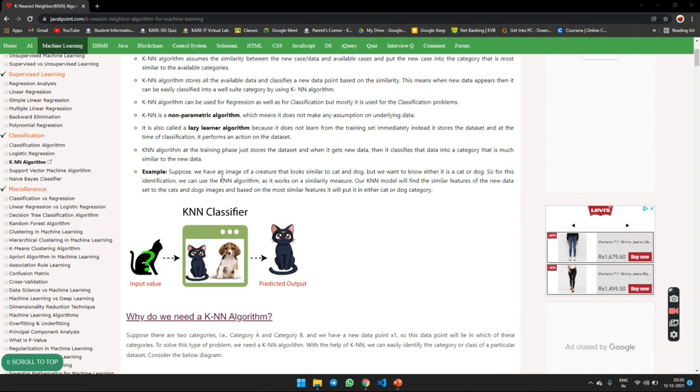For example, suppose we have an image of a creature that looks similar to a cat and a dog, but we want to know whether it is a cat or a dog. So this is the identification. We can use the KNN algorithm. It works on a similarity measure. In the KNN model, we find the similar features of the new data set to the cat and dog images, and based on the most similar features, it will put it in either the cat or dog category. You see this image, this is a cat. We give it as input to the KNN classifier, and the predicted value is cat.